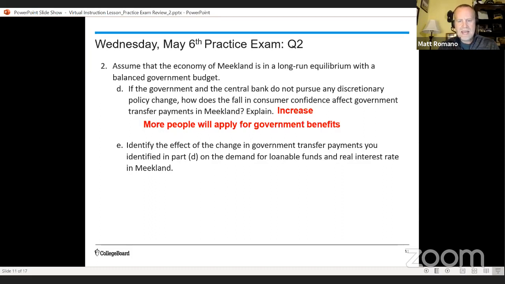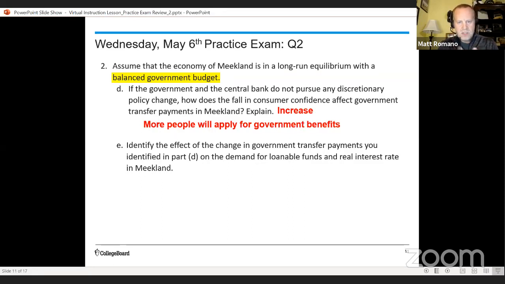How can I connect that to the loanable funds market? Think back to the original prompt. We were told originally that the government had a balanced budget. So the budget balance was balanced. Spending was equal to tax revenue. Well, now we don't know that anything else has changed, but we know that transfer payments have gone up. So government's now spending more money. That means there is a deficit.